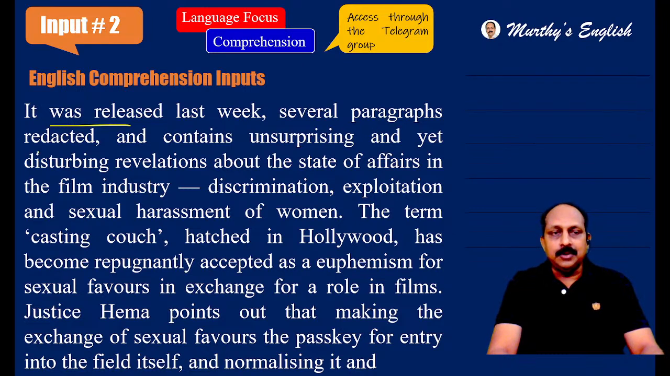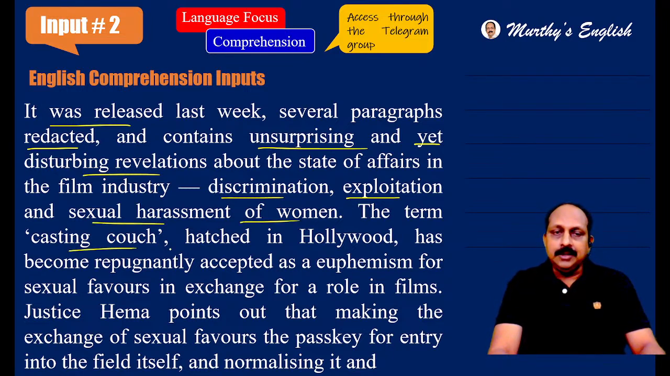Several paragraphs redacted, means they edited, and contains unsurprising and yet disturbing revelations. Reveal is a verb form, revelation is a noun form. Contains, because all expected, it's an open secret, everyone knows what exactly happens. Contains unsurprising yet, contrasting word, disturbing revelations about the state of affairs in the film industry. What are those things? Discrimination, exploitation, and sexual harassment of women.